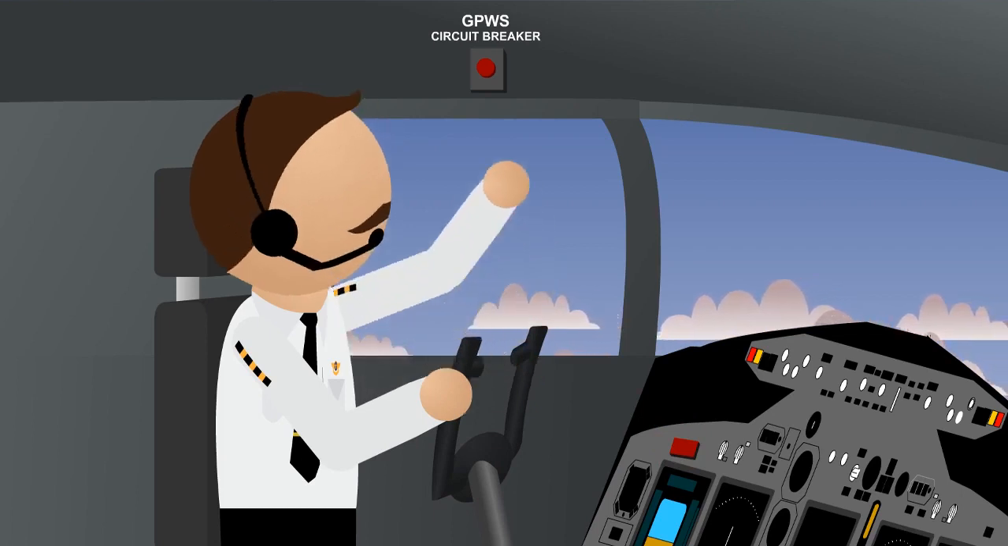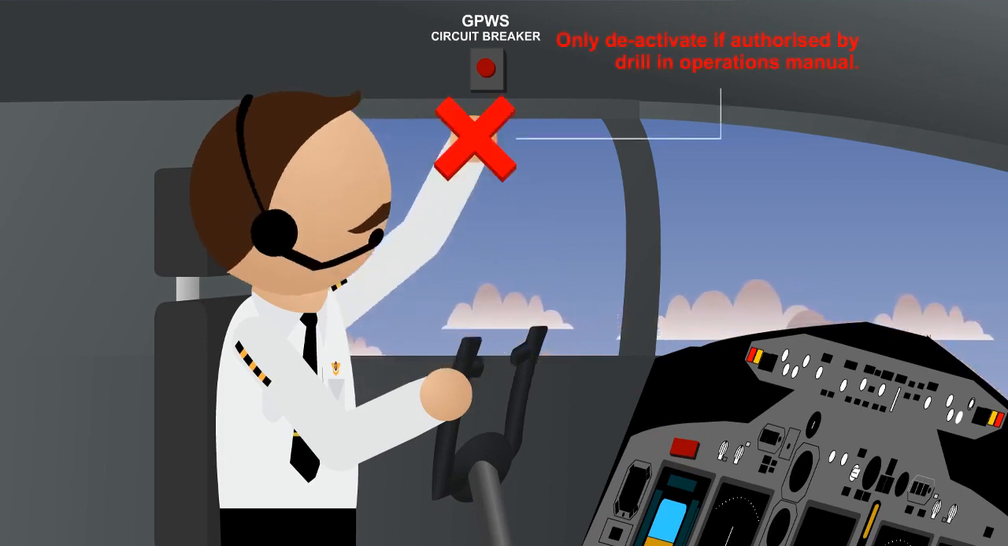The pilot must not deactivate the system unless told to do so by the operations manual. The airline operator should be informed of all warnings, even nuisance or false alarms, so that remedial action can be taken so as to maintain confidence in the GPWS system.